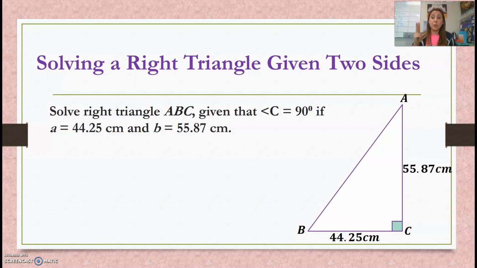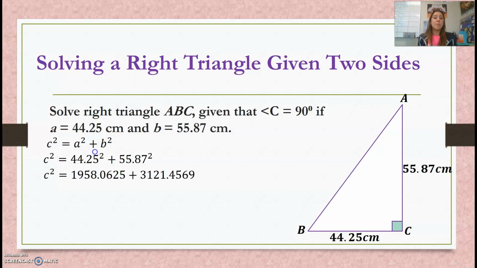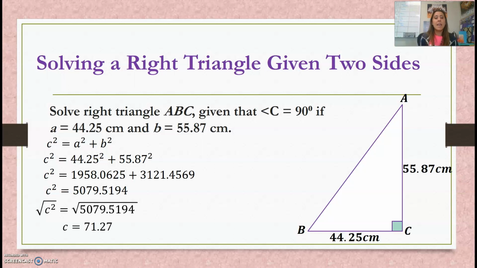Now I'm given two things. I'm given two side lengths, so I can find my hypotenuse, right? I can use the Pythagorean theorem. And since I'm using the Pythagorean theorem, I can do c squared is equal to a squared plus b squared. And then I'm just going to plug in the parts that I know. So I don't know what my hypotenuse is, so I'm going to plug in my two legs. I plug those in, I get that. I add them together. I take the square root of both sides. And I end up with C being about 71.27 centimeters.